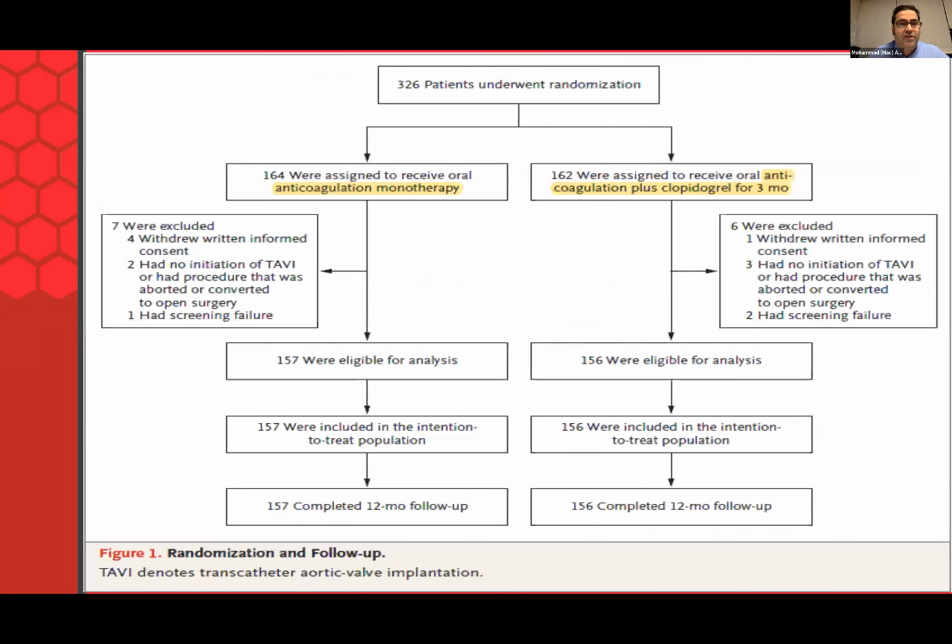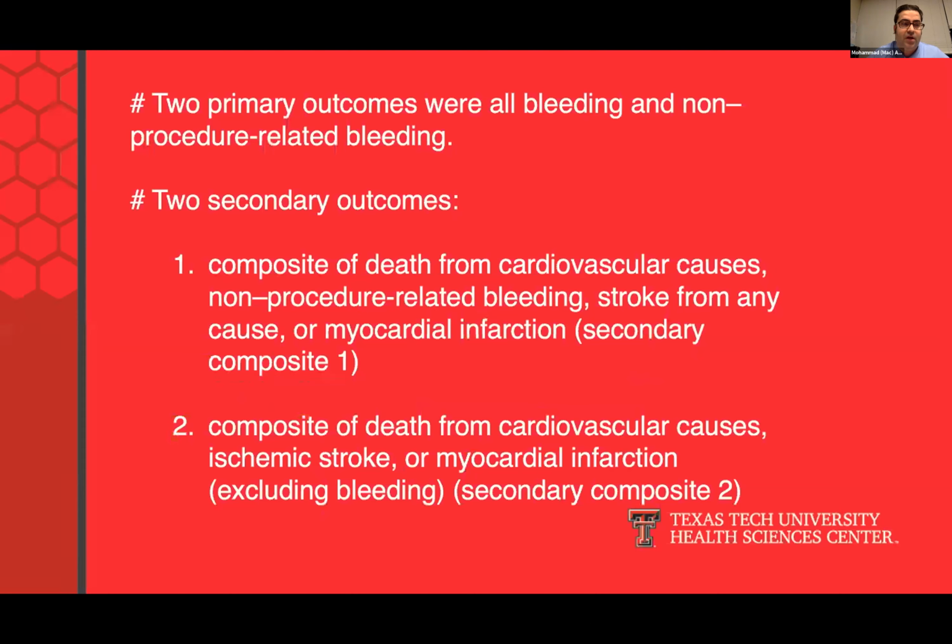So this is the definition, the designation of the trial: 164 on one side and 162 on the other. And if you look at the ratio, 157 completed the 12-month follow-up and 156 on the other, very similar, only 6 or 7 excluded due to those reasons. There were 2 secondary outcomes. Primary was, of course, related to bleeding, and the second was a composite of death and cardiovascular causes, and a composite of death and ischemic myocardial infarction.